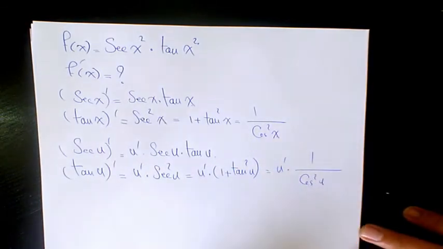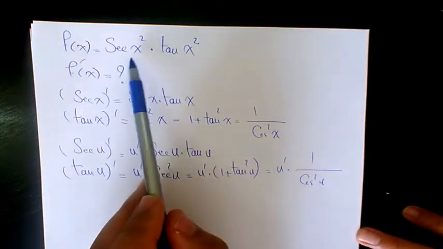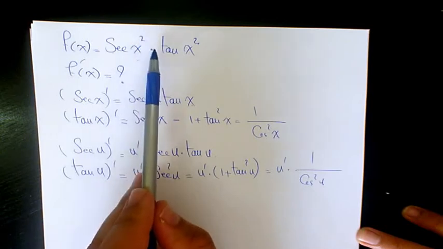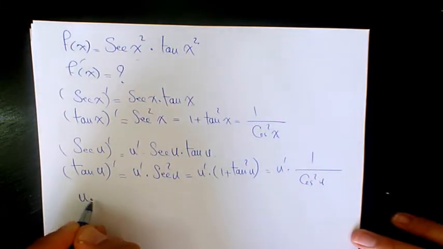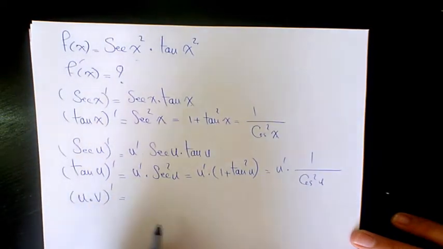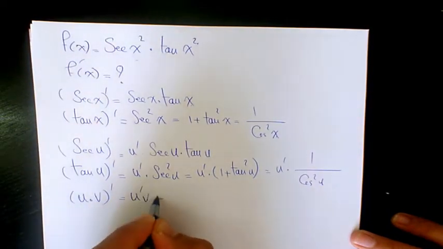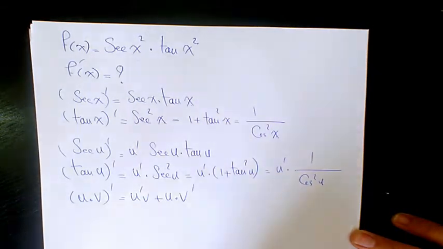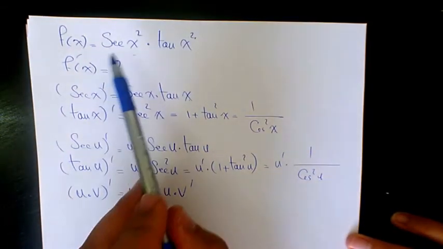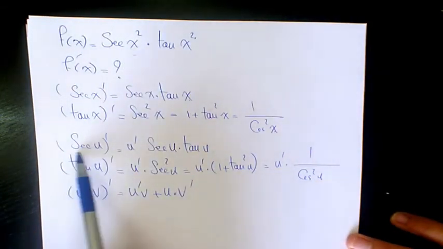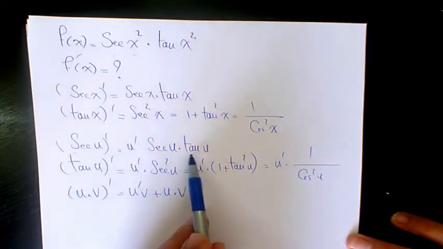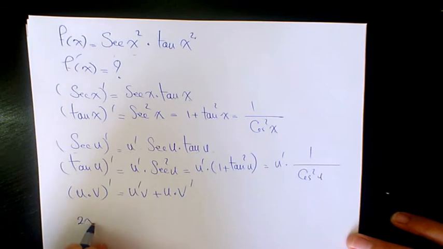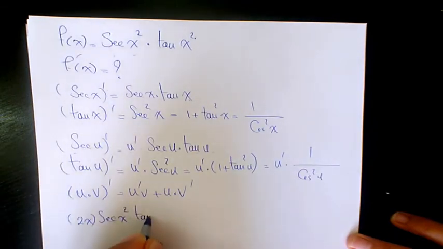Now let's go back to the function secant x squared times tan x squared. We need to use the product rule. The product rule says the derivative of u times v is u prime v plus u v prime. So the derivative of secant x squared, based on that, is u prime times secant u times tan u, which will be 2x times secant x squared times tan x squared.